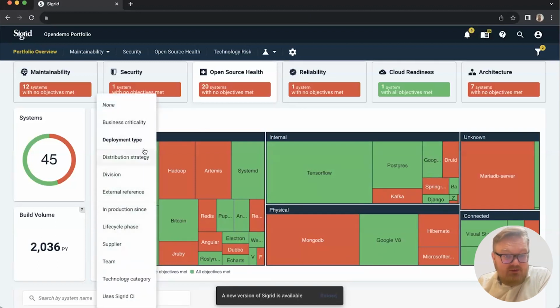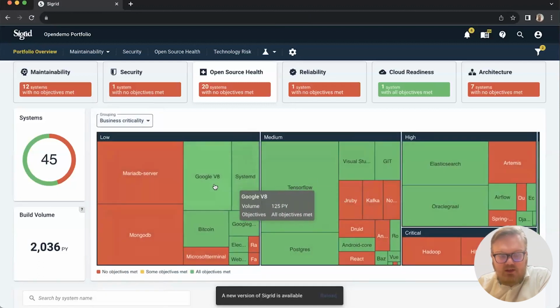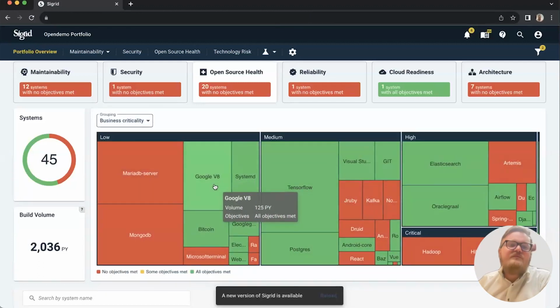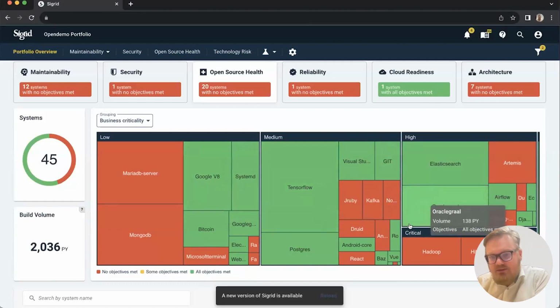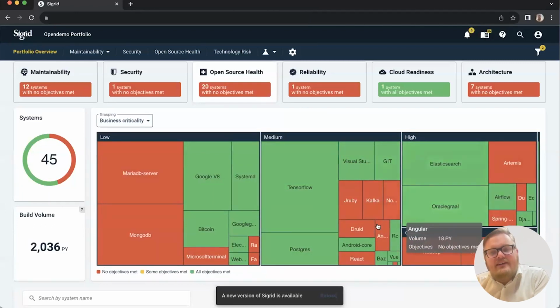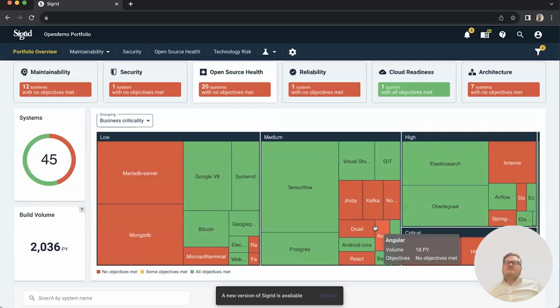Same goes for business criticality. But also I'd wager that high critical business functions are more important to make sure aren't vulnerable in terms of risks than other systems, and it shows that out of the 5 critical systems in the portfolio, only Puppet meets the objectives for open source health. And weirdly, the less important systems are, at a glance of it, better secured than the other ones.